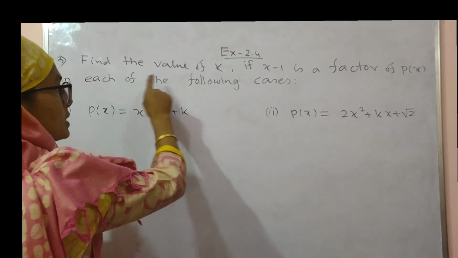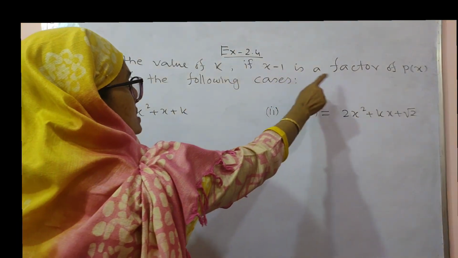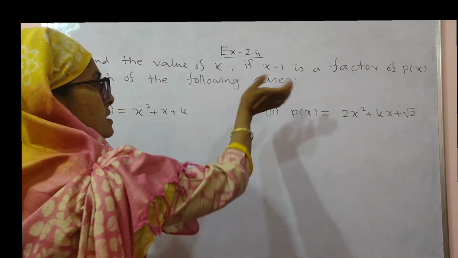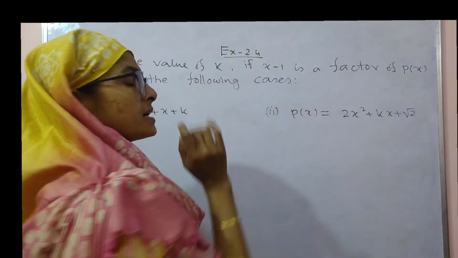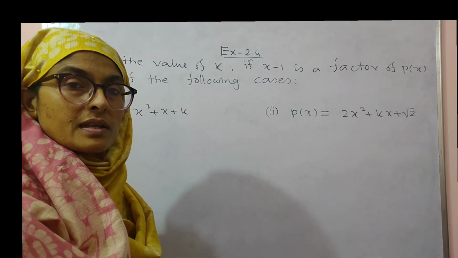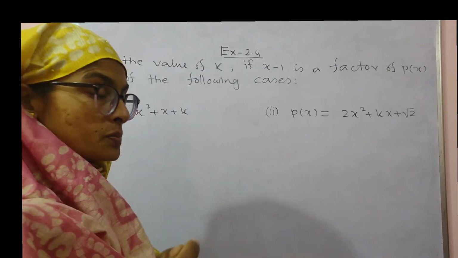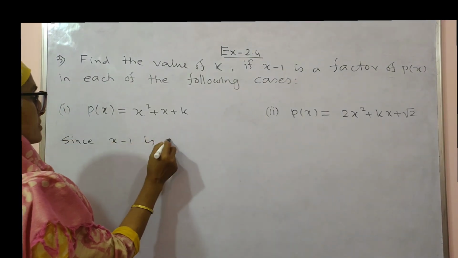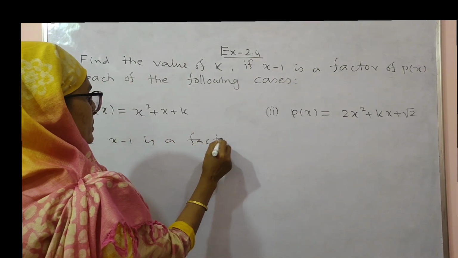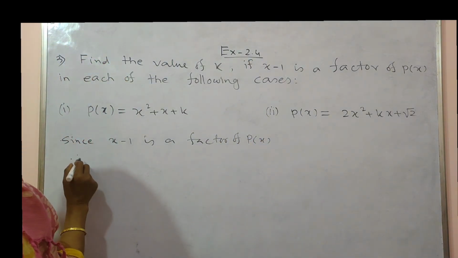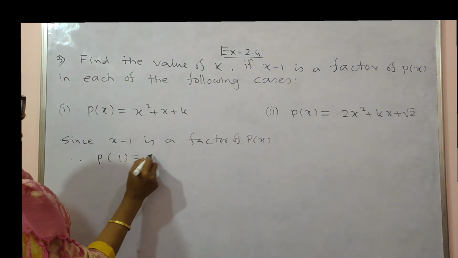Here, find the value of k if x minus 1 is a factor of p(x) in each of the following cases. That means p(x) is divisible by x minus 1, or p(1) equals 0 by the remainder theorem. That means the remainder should be 0. Since x minus 1 is a factor of p(x), therefore p(1) equals 0.